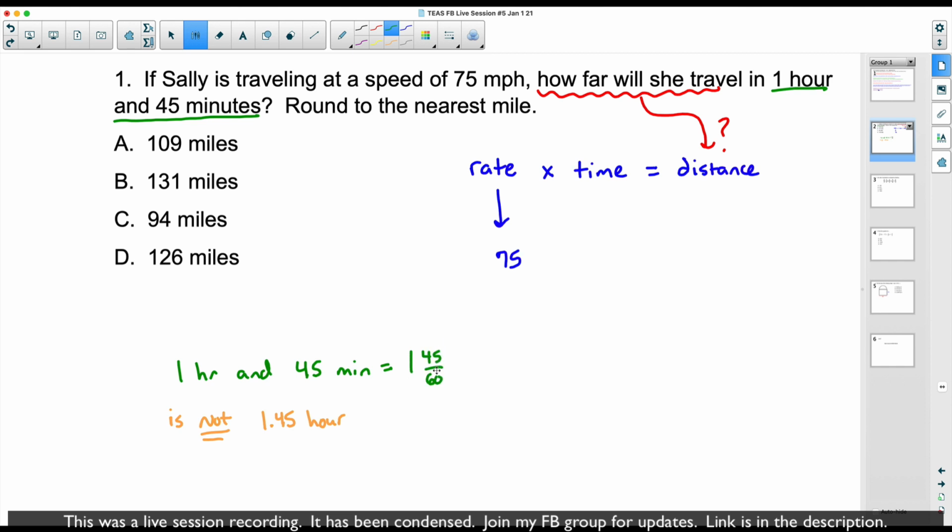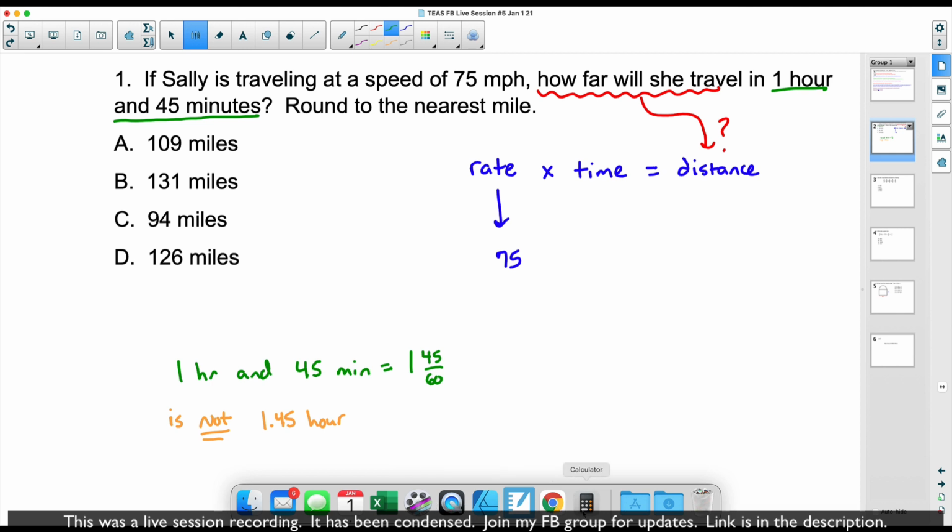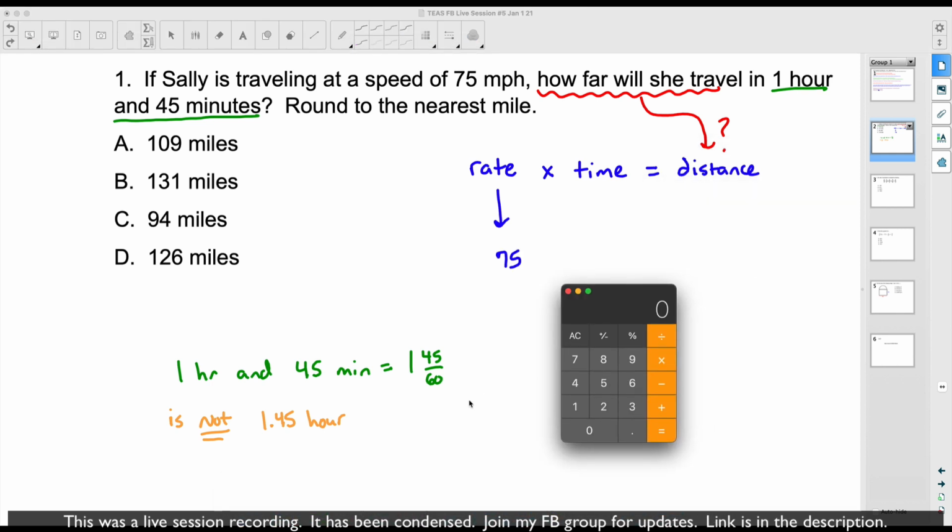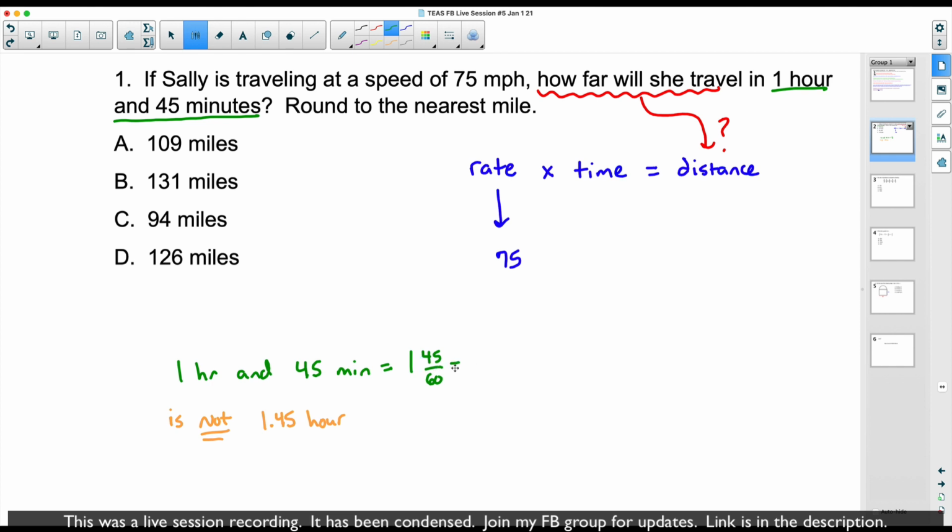1 hour and 45 minutes, a mixed number approach, is 1 and 45 over 60. Now, if you grab your calculator and look at that fraction part, 45 out of 60, we get 0.75. 45 minutes is 75% of an hour. 45 minutes is 0.75 hours. So since we already had this 1 whole hour, 1 hour and 45 minutes is 1.75 hours.